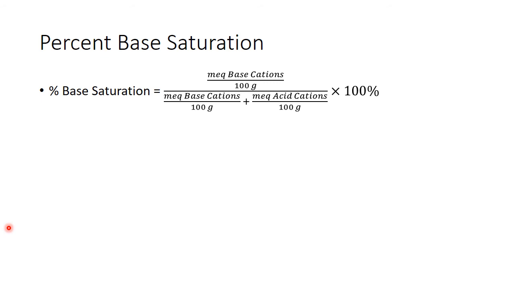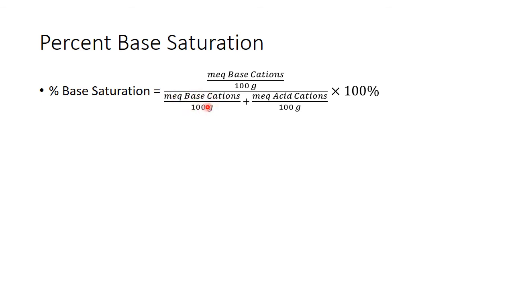Now, one way we can characterize how acidic a soil is, or the degree of acidity present, is the percent base saturation. The percent base saturation is a relatively simple calculation. What we're trying to do is calculate the proportion of the total CEC that is filled with what we consider base cations. How we do that is we sum all of the CEC that is coming from base cations. So here we have the milliequivalents of base cations per 100 grams of soil, divided by total CEC.